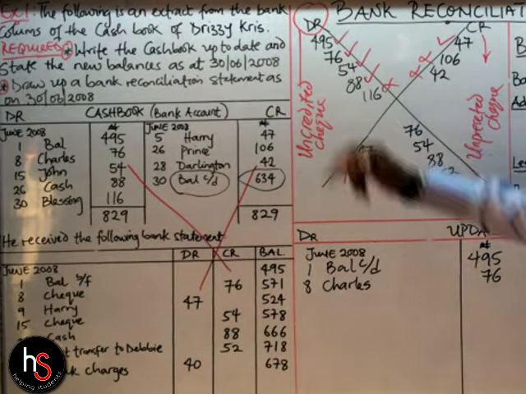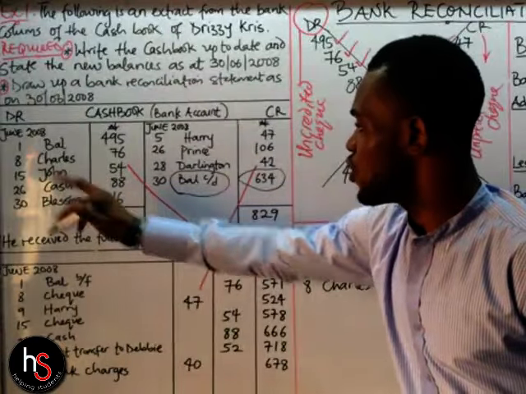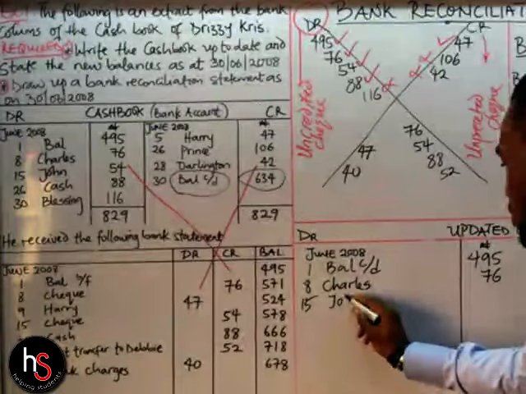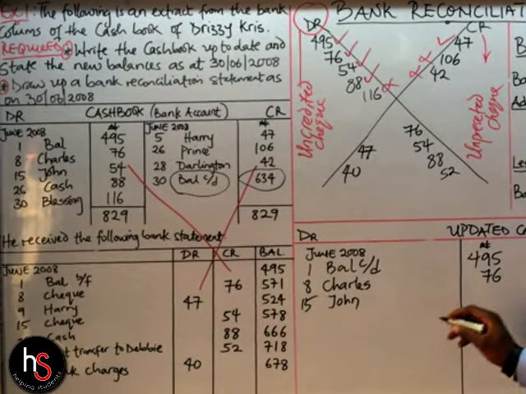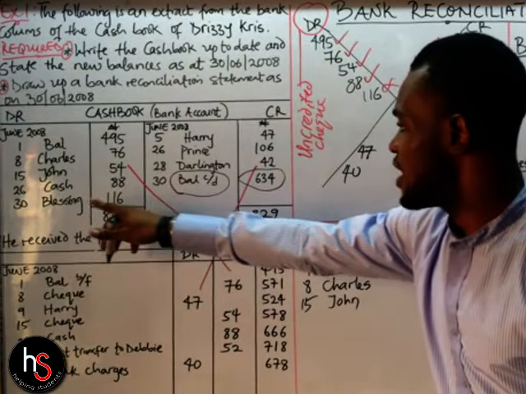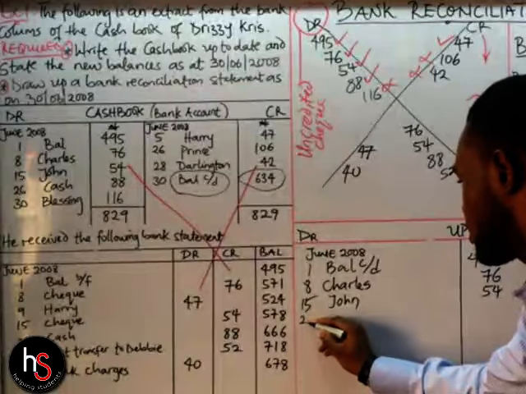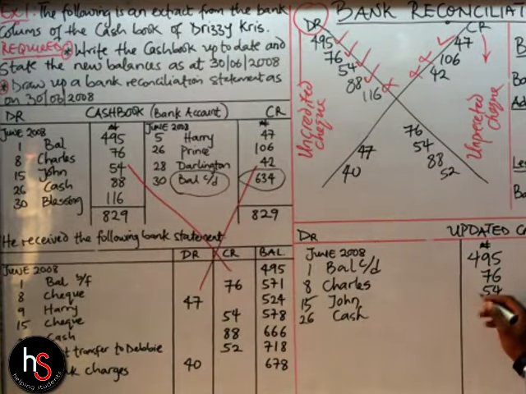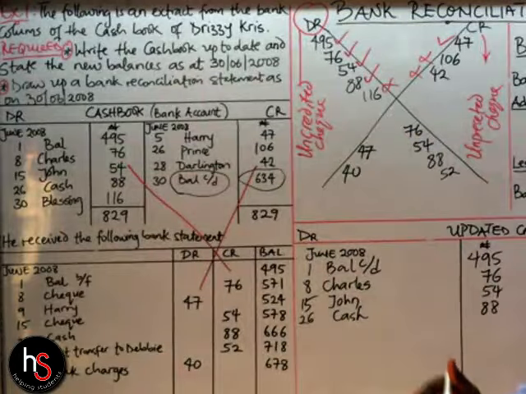Then this is 54. And 54 is for who? For John. On the 15th. So we have John. And how much is the value? 54. And this is 88. And 88 is the cash on the 26th. We have cash. And how much is the cash? 88 naira.